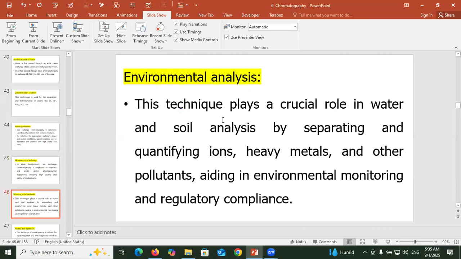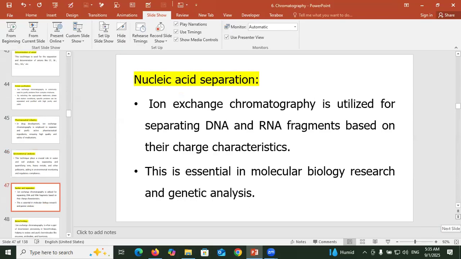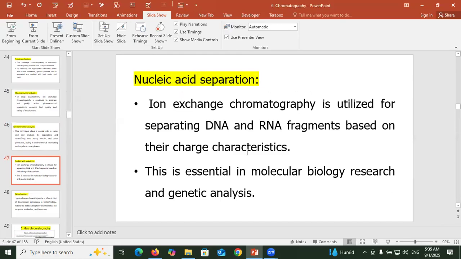Environmental analysis: this technique plays a crucial role in water and soil analysis by separating and quantifying ions, heavy metals, and other pollutants, aiding in environmental monitoring and regulatory compliance. Nucleic acid separation: ion exchange chromatography is utilized for separating DNA and RNA fragments based on their charge characteristics. This is essential in molecular biology research and genetic analysis.